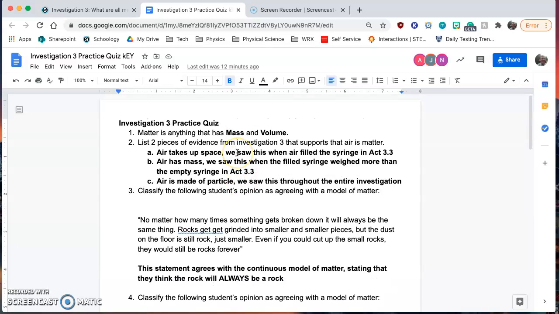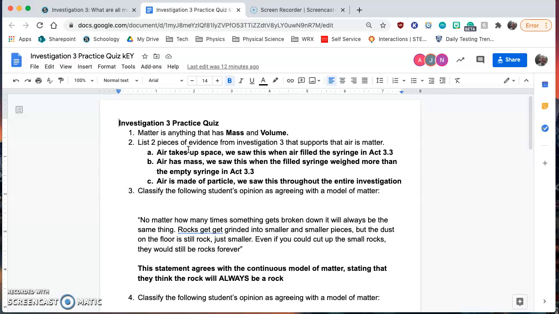The one thing I wanted to mention that we could probably do a little bit better on is the evidence. A lot of us did a really good job of saying we know that it has mass and we know that it takes up space, but for a piece of evidence to be complete, we want to provide some support of where we saw it. How do we know that it has mass? How do we know that it takes up volume?